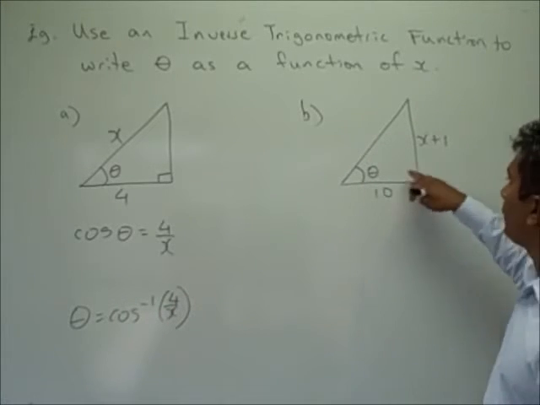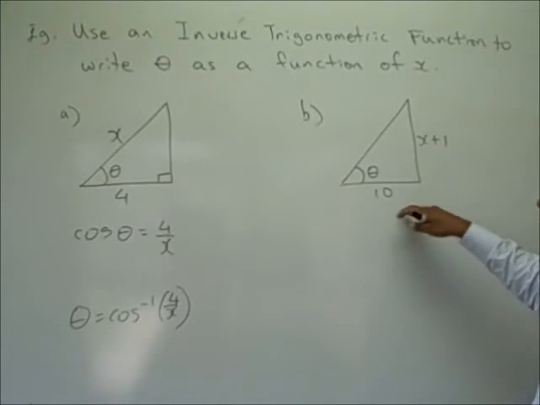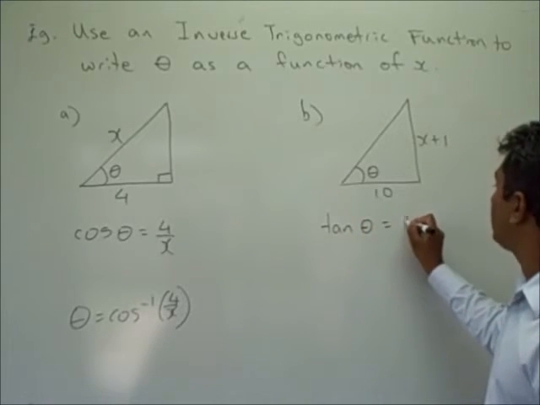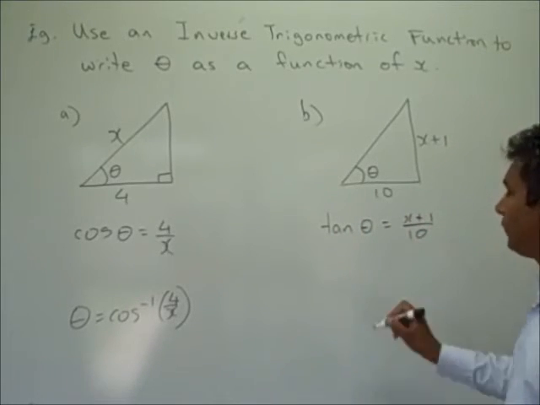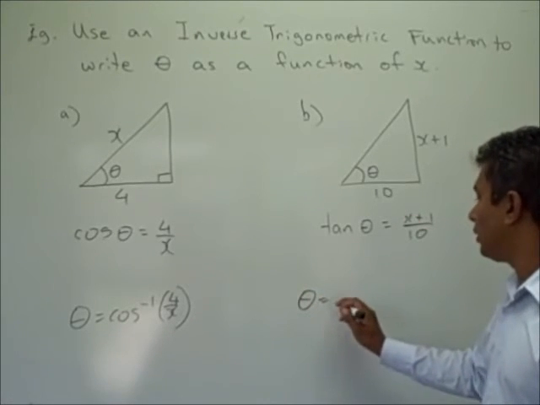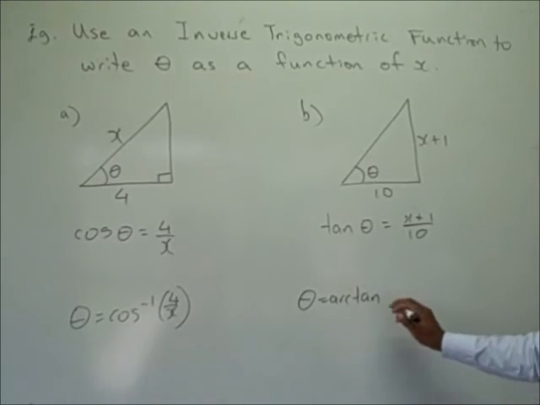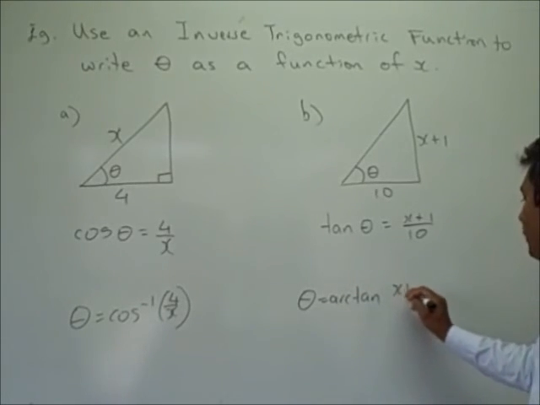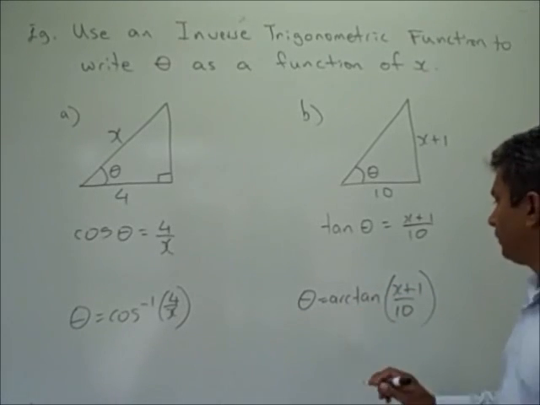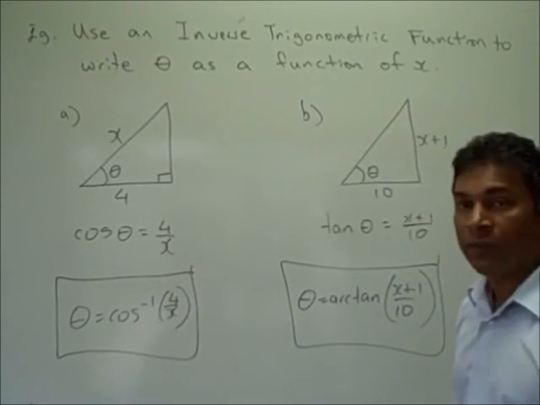Here in this example, we're given the opposite and the adjacent. Since we're given the opposite and adjacent, we could use tangent. So tan theta is equal to (x plus 1) over 10. To write an inverse trig function for this, we know theta is equal to the arctan or tan inverse of (x plus 1) all over 10. So here we have our answers to those two problems.